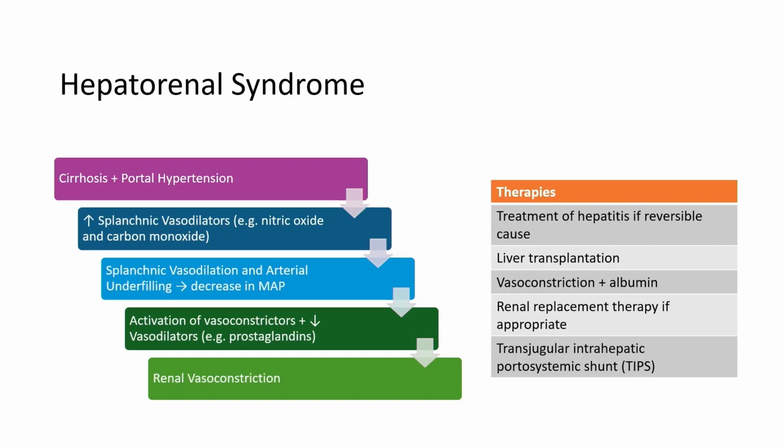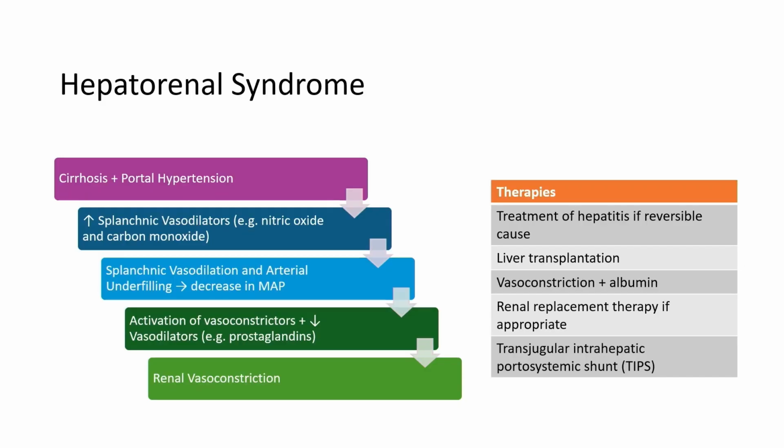Treatment of this depends on the cause. So there are cases of HRS with acute alcoholic hepatitis, which can be reversible as the liver improves. But if it's from cirrhosis, then those patients would need a liver transplant for the kidney function to get better.